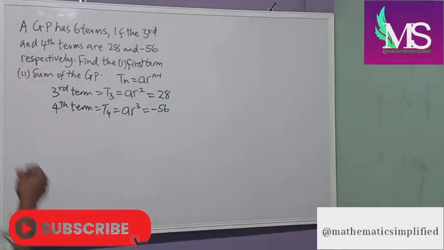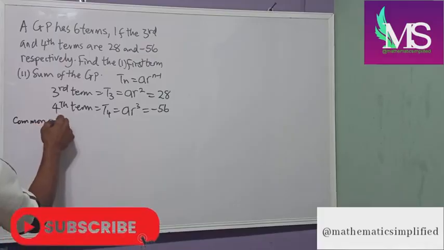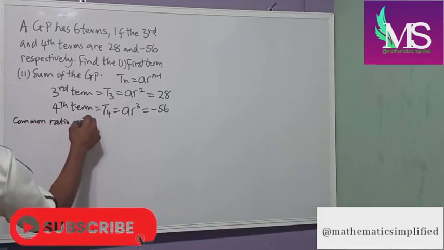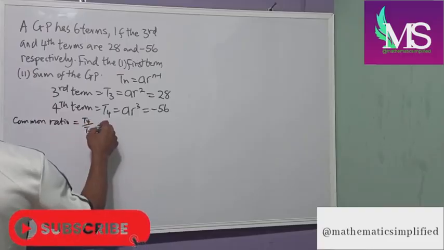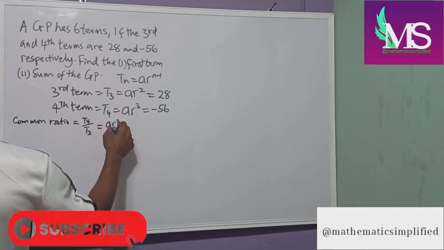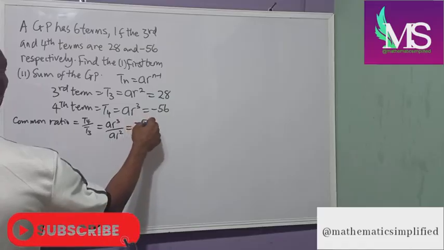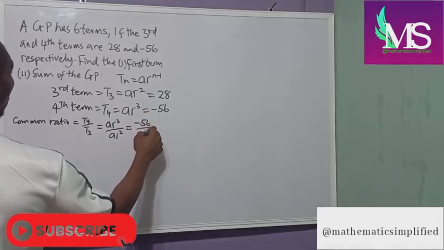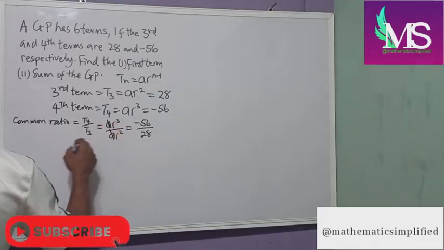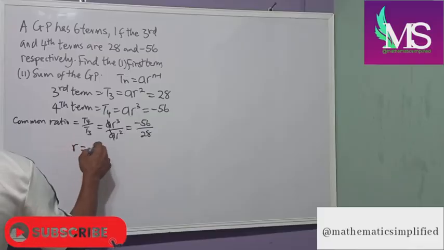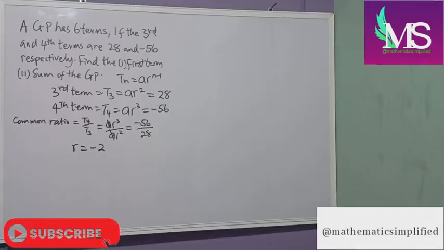And we know that for our common ratio, we have T4 over T3, which will become ar raised to power 3 over ar raised to power 2 equals minus 56 over 28. So we cancel a, leaving us with r equals minus 2. So the common ratio for this GP is minus 2.